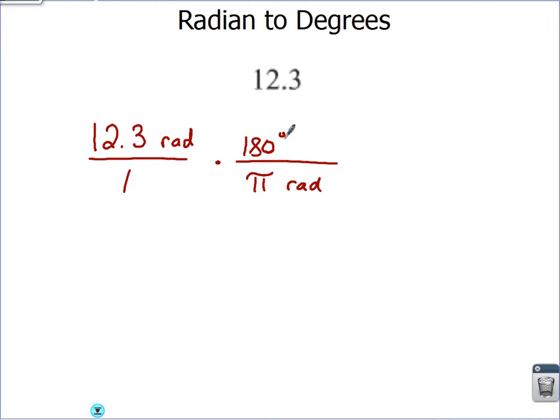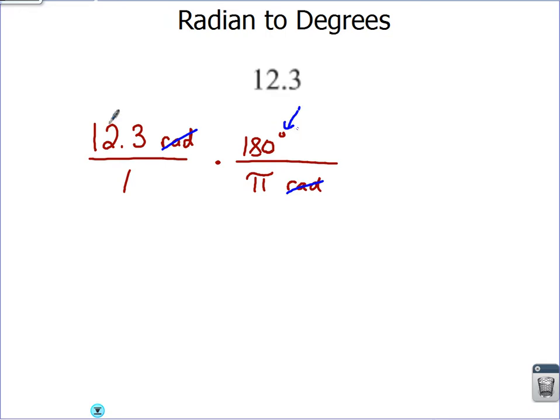If you're not taking chemistry, this will kind of give you a head start on what you do in chemistry. If I have radians on top and radians on bottom, they're going to cancel each other out. So now I don't have any more radians left in my problem. I have only degrees. So what do I do?